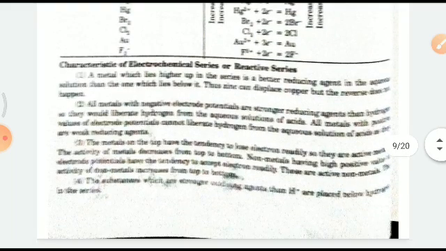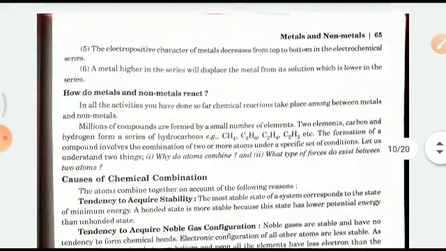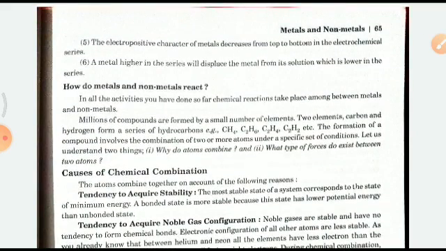Characteristics: a metal which is higher in the series is a better reducing agent than the one which lies lower. All metals with negative electrode potential are stronger reducing agents. Metals on the top have the tendency to lose electrons, whereas those at the bottom have the tendency to gain electrons, right? The electropositive character of metals decreases from top to bottom in the electrochemical series, and a metal higher in the series will replace a metal lower in the series from its solution, right?